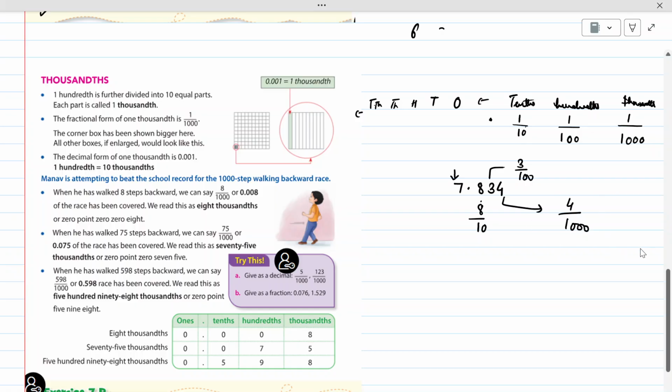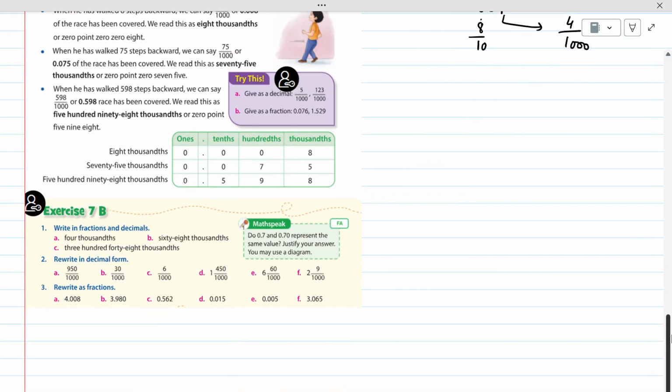Okay, so now let's move to exercise 7B and pick up the questions based on it. So first we have: write in fractions and decimals. So first question, A part, we have 4 thousandths. When we say 4 thousandths, in the form of a fraction we can write this as 4 divided by 1000. This is a fraction where 4 is the numerator, 1000 is the denominator, right? And we are writing 4 thousandths. That means 4 is at the thousandths place.